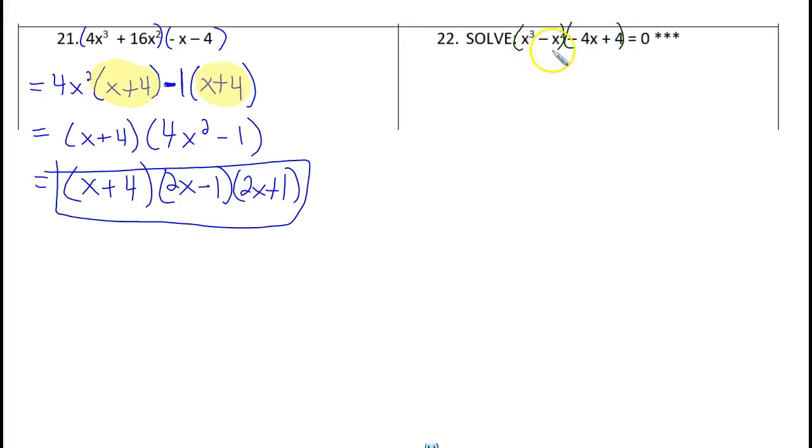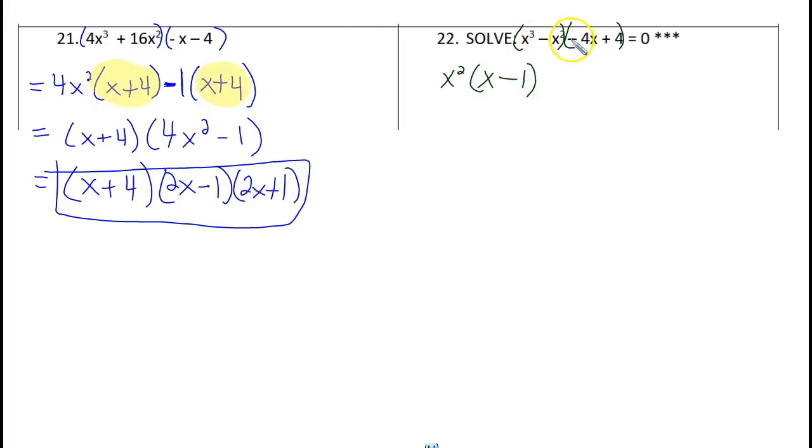When I group the first 2 together, the part that factors out is an x squared, because between the 2 x terms, it's the smallest. There's no number part that's going to factor out. Well, x to the third divided by x squared is x. X squared divided by x squared is 1. We've got this minus sign here, so we're going to have minus 1.